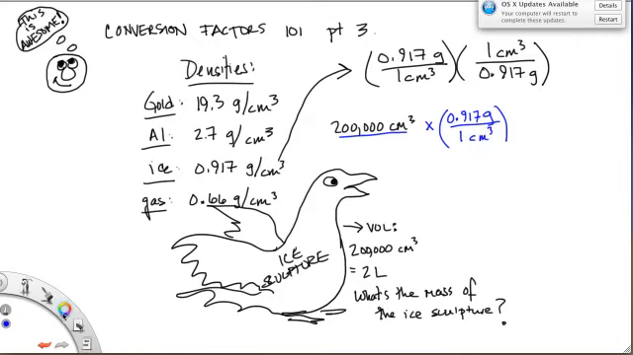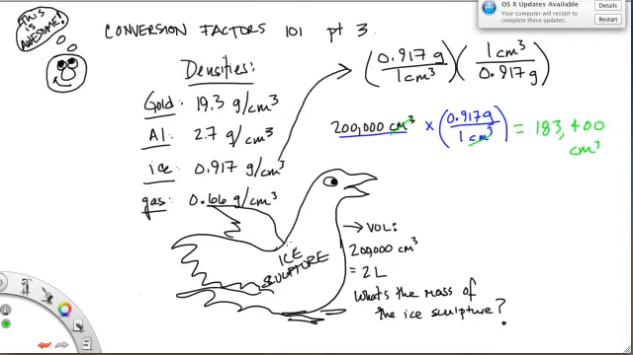And when we look at our units, we can see that centimeters cubed and centimeters cubed are going to cancel out. So our problem becomes 200,000 times 0.917. So that's the math that we have to do. And when I punch that into my calculator, I end up with 183,400. My units would be centimeters cubed.